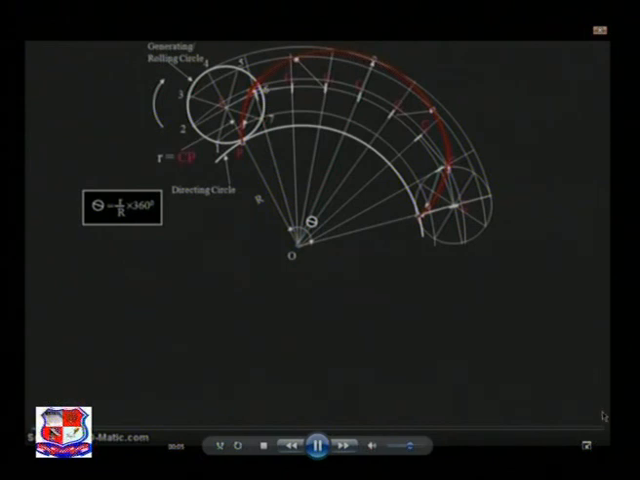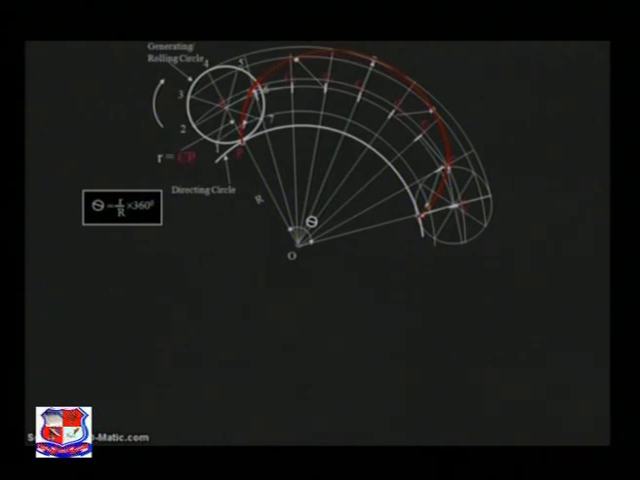To draw the epicycloid, once again I am going to give the step-by-step procedure. Okay, this is the overall view for drawing the epicycloid. So like this we have to draw the epicycloid.